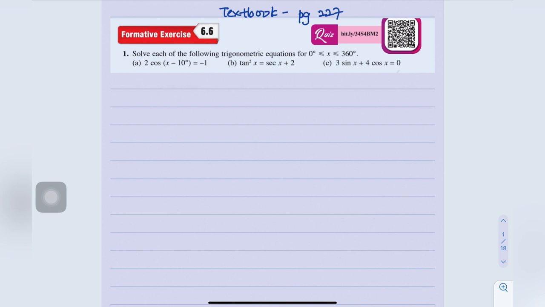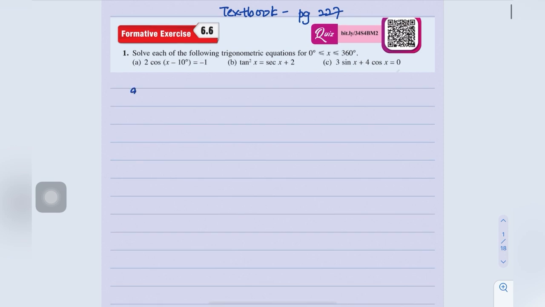Okay, question number one. Solve each of the following trigonometric equations for x more than or equal to 0 but less than or equal to 360 degrees. Question A. We got 2 cos(x minus 10 degrees) equals negative 1. So then cos(x minus 10) equals negative 1 over 2. Okay, so remember ASTC: cos is negative in quadrant 2 and quadrant 3.